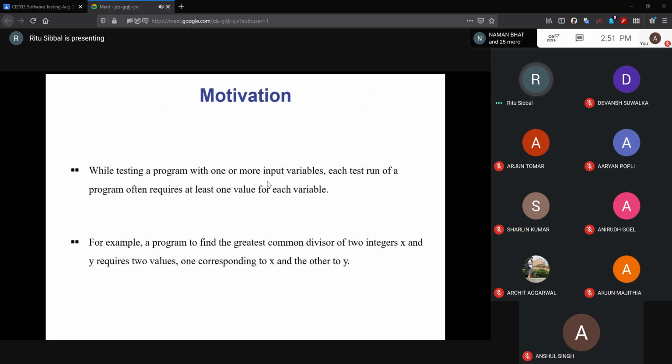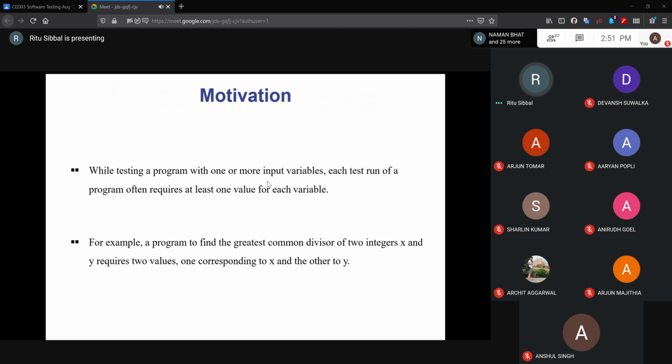So while testing a program with one or more input variables, we'll require at least one value for each variable. That is, we know that अगर हमने किसी test case को run करना है और variable लेना है, तो we at least require one value for that variable for that test case. So suppose that there is a program to find the greatest common divisor of two integers x and y. Now it requires minimum two values, one corresponding to x and other to y.